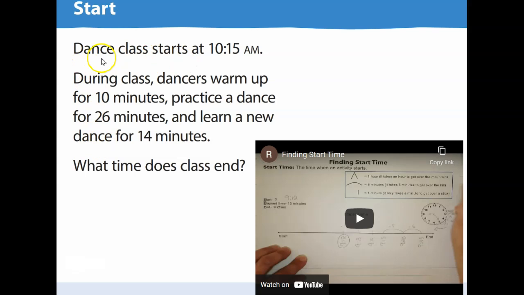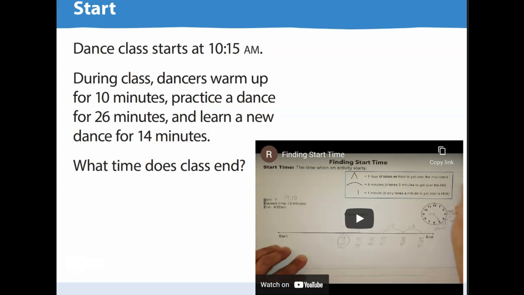All right. Just look at this. It says dance class starts. This is just a review. Dance class starts at 10:15 a.m. During class, dancers warm up for 10 minutes. Practice a dance for 26 minutes and learn a new dance for 14 minutes. What time does the class end? Before I do anything, what do you think we should do first?